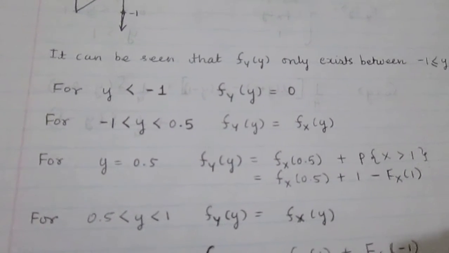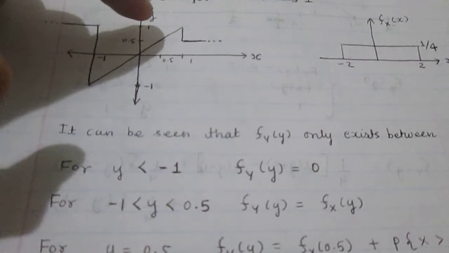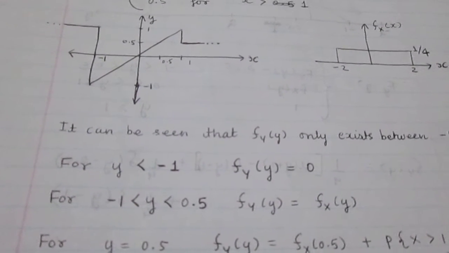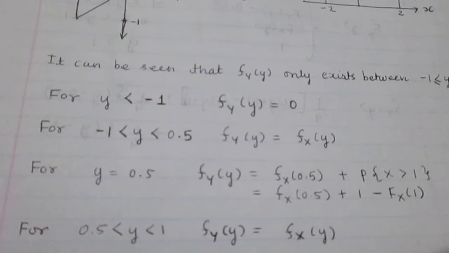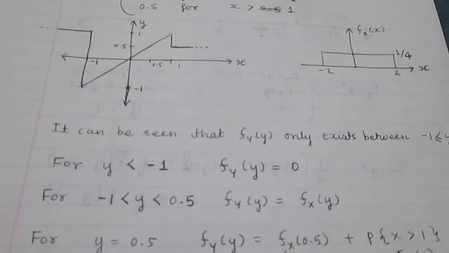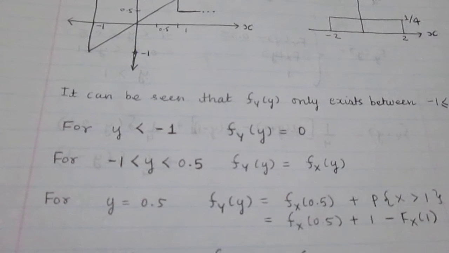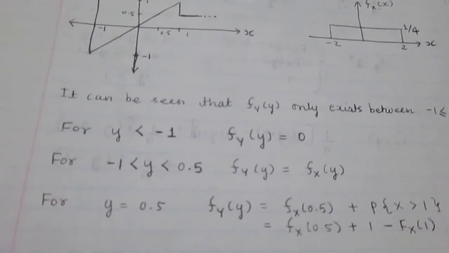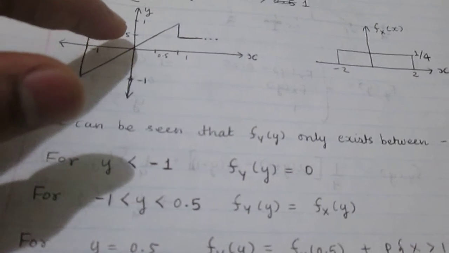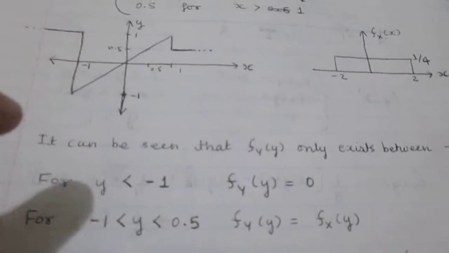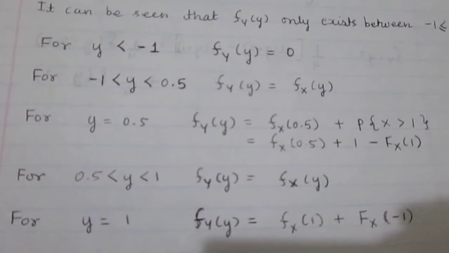Also, when y is equal to 0.5, there are two things happening. First of all, this graph signifies the value of y is equal to x. So one element says that fy of y is equal to fx of x, and another element is actually this line for y is equal to 0.5. So the probability density function of y at 0.5 is nothing but the addition of these two elements, that is fx of x at 0.5, and an impulse which we will see here for y is equal to 0.5, and the area for that is 1 minus fx of 1.